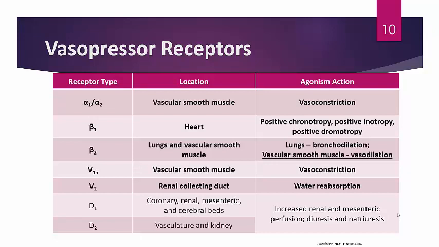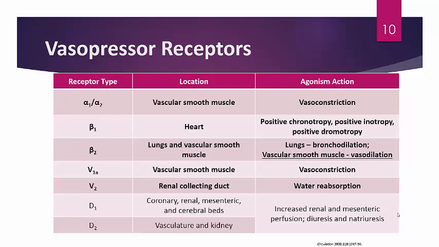So in terms of your alpha-1 and your alpha-2 receptors, they are primarily found on your peripheral vascular smooth muscle, so essentially your vasculature. And whenever you agonize or activate them, they will cause vasoconstriction. So we have some agents here that activate alpha-1 primarily and will cause vasoconstriction as a result, therefore boosting blood pressure and MAP.